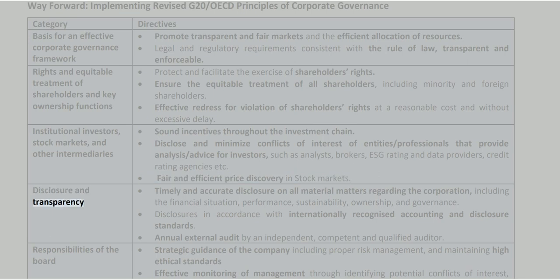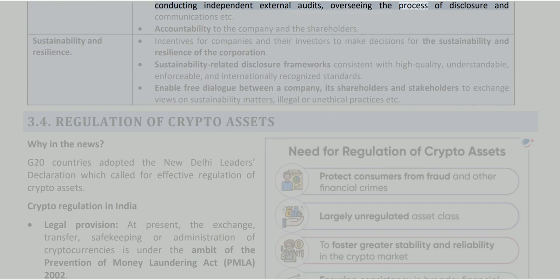Disclosure and transparency. Timely and accurate disclosure on all material matters regarding the corporation, including the financial situation, performance, sustainability, ownership, and governance. Disclosures in accordance with internationally recognized accounting and disclosure standards. Annual external audit by an independent, competent and qualified auditor. Responsibilities of the board. Strategic guidance of the company including proper risk management and maintaining high ethical standards. Effective monitoring of management through identifying potential conflicts of interest. Conducting independent external audits, overseeing the process of disclosure and communications, etc. Accountability to the company and the shareholders.